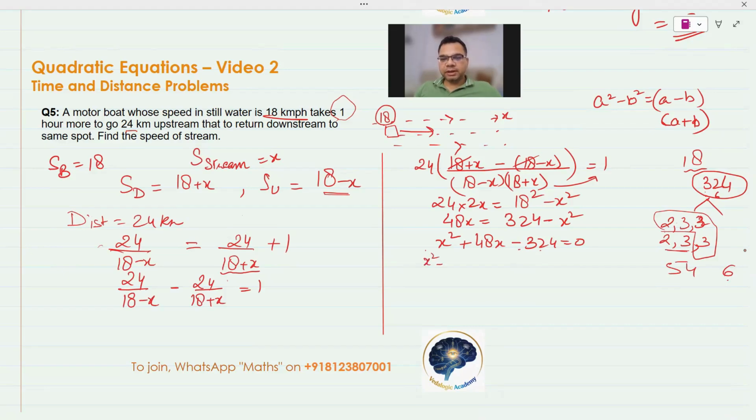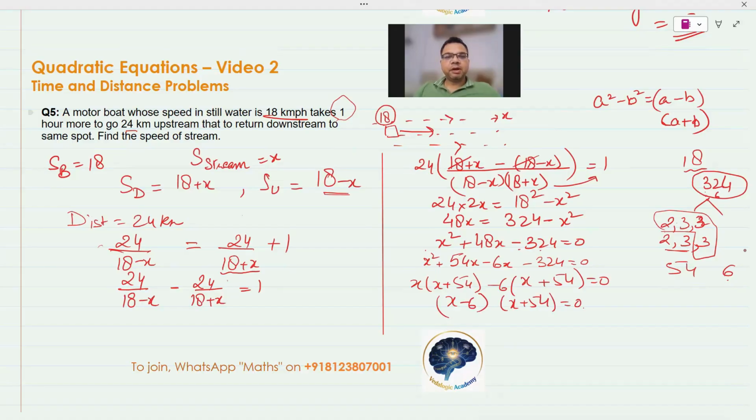So the equation becomes, in that case, x square plus 54x minus 6x minus 324 equals to 0. So I'll take x common from here, x plus 54 minus 6 common. Again, it will be same only, x plus 54 equals to 0. So x minus 6 and x plus 54 are the factors of it. Now we know that we are talking about the speed of the stream, right? Which can't be negative. So x plus 54 equals to 0, which is x equals minus 54, that wouldn't make sense, right? So now we are going to use x minus 6 as the speed of stream. So that means x equals to 6. And it will be kilometer per hour.